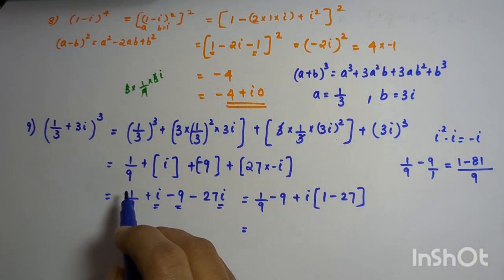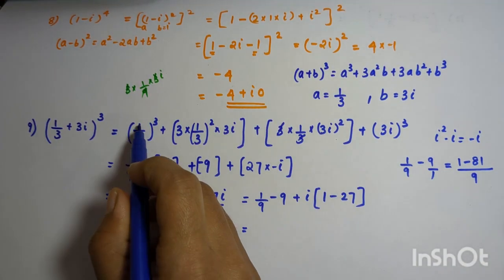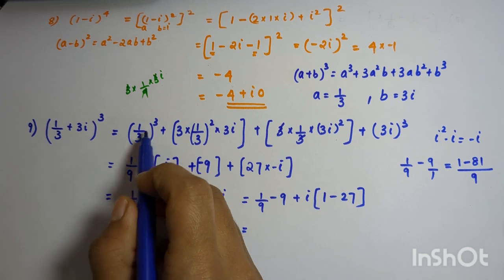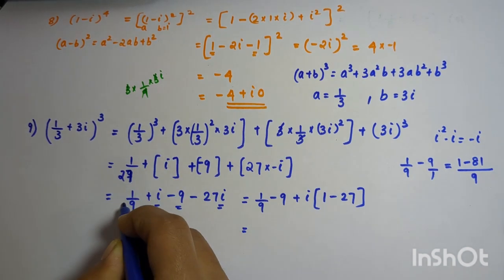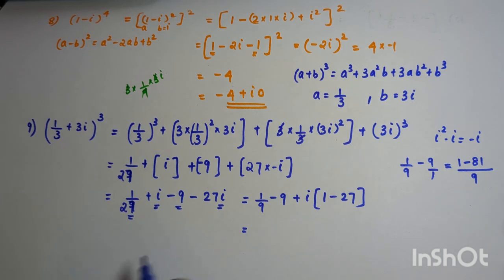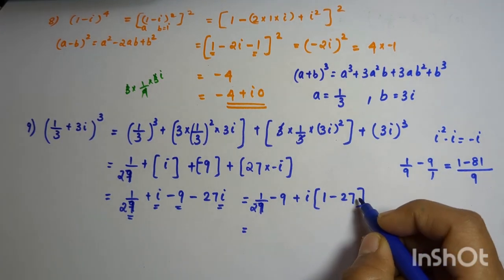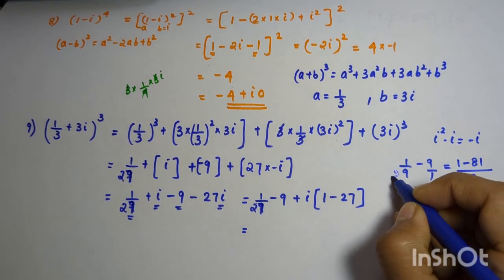Oh, I'm sorry. We just made a mistake. You see here we have 1 by 3 whole cube now. So 1 by 3, 1 cube is 1, 3 cube is 27. So this is 27 actually. I'm sorry, 27. Okay, so this is like 1 by 27 minus 9.